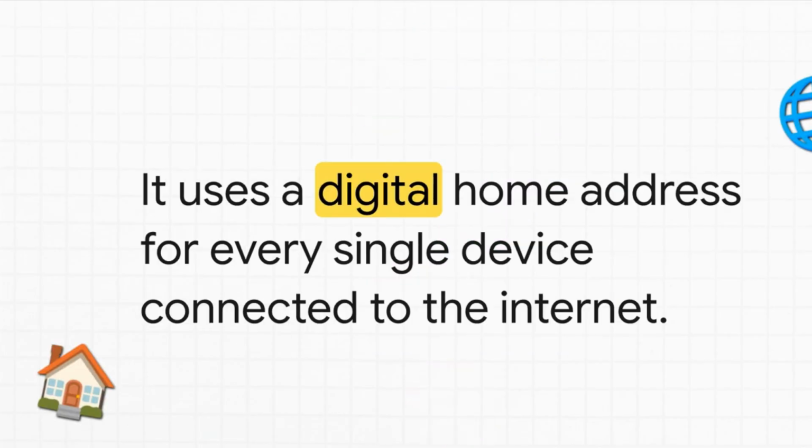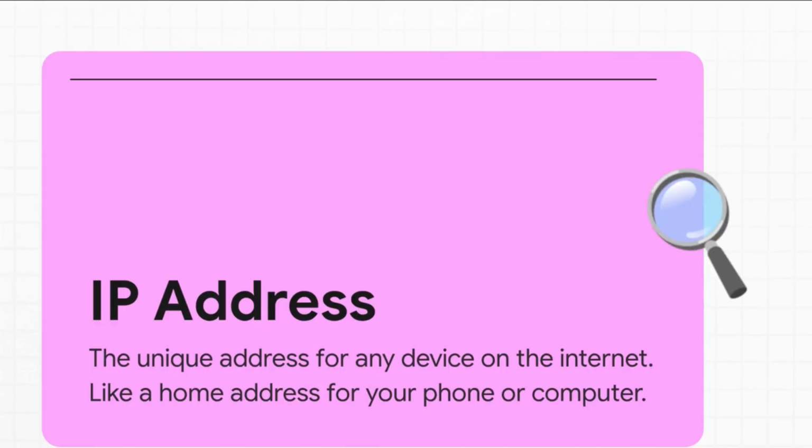Well, the answer is actually pretty simple, and it's a concept we all get from the real world. It all works because of a digital home address. This single idea is the key to the entire delivery system we call the internet. And that's exactly what an IP, or Internet Protocol Address, is. It's a one-of-a-kind, unique address for your phone, your laptop, your smart TV, literally anything that gets online.